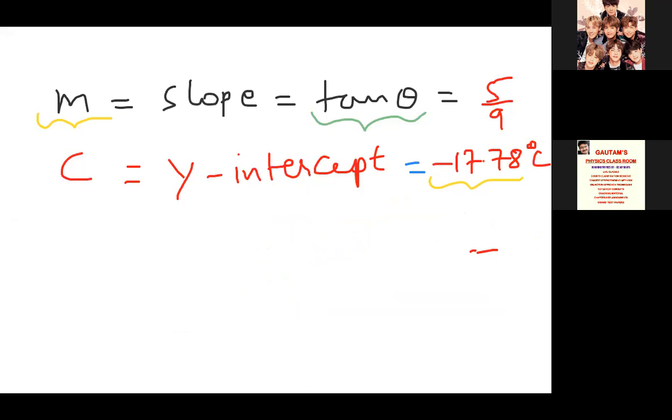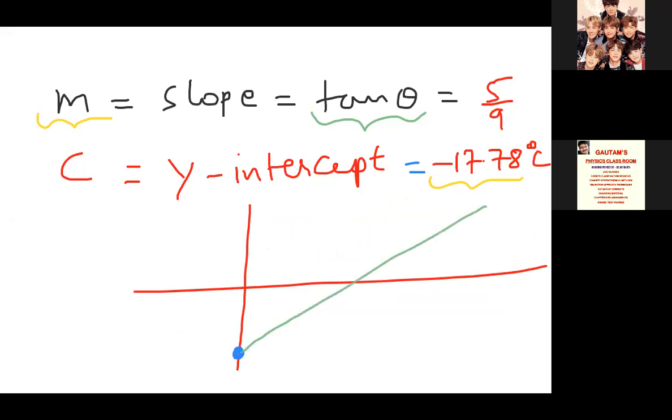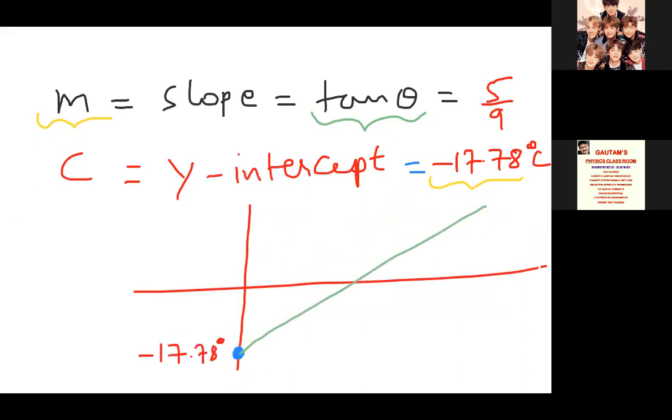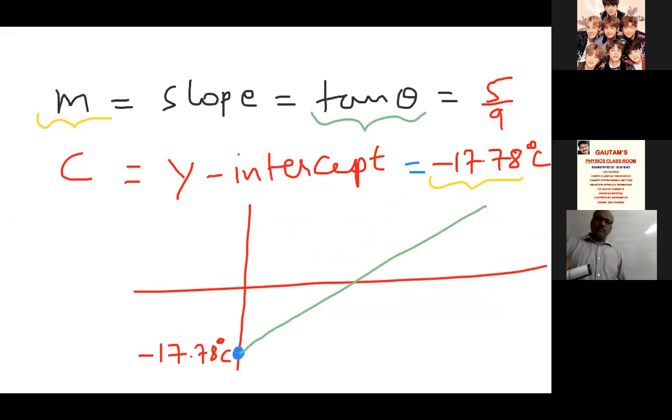What I am doing is very simple. Now the y-intercept is negative, which means the graph has to be drawn starting from a point on the negative y-axis, that is minus 17.78 degrees centigrade. On the y-axis we are taking the centigrade scale now and the Fahrenheit scale on the x-axis. Now the question is, what is this x-intercept? The slope is 5 by 9, and tan theta means 5 by 9.